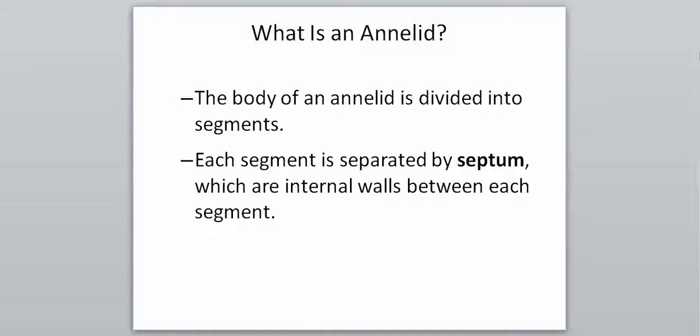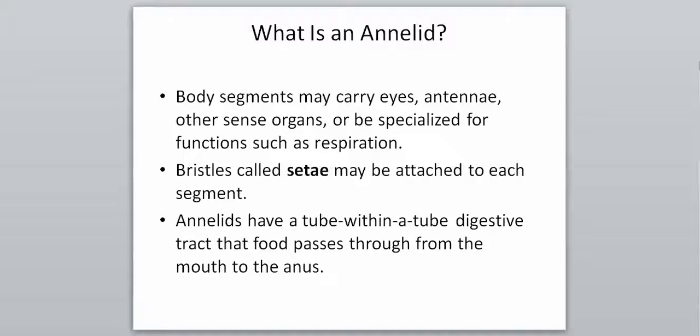Septum is a word you're going to need to be able to associate with this term that describes the internal walls that separate each segment of our annelids. And then the body segments can have a variety of things that include eyes, antennae, and other sense organs, or they can be specialized for functions such as respiration. So different segments of the body will carry out different functions. And there are bristles on these segments as well, called setae, that can be attached to each segment.